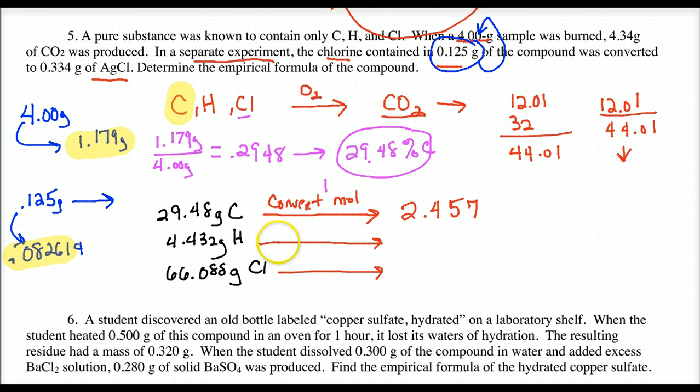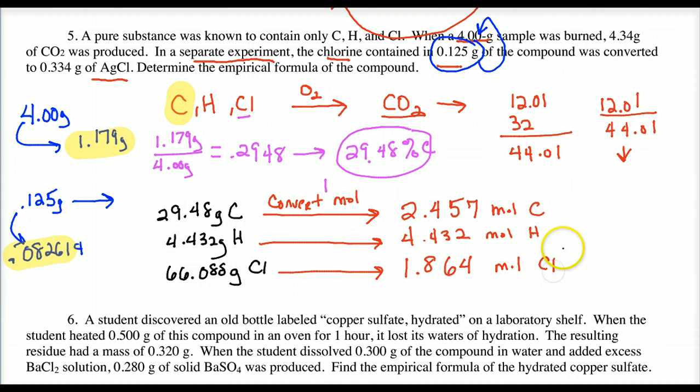So I'm just going to make it simple. This divided by 1 is 4.432 moles of hydrogen, and then moles of carbon as 2.457, and then of course 66.088 grams divided by 35.45 is 1.864 moles of chlorine, and now I need a mole ratio.